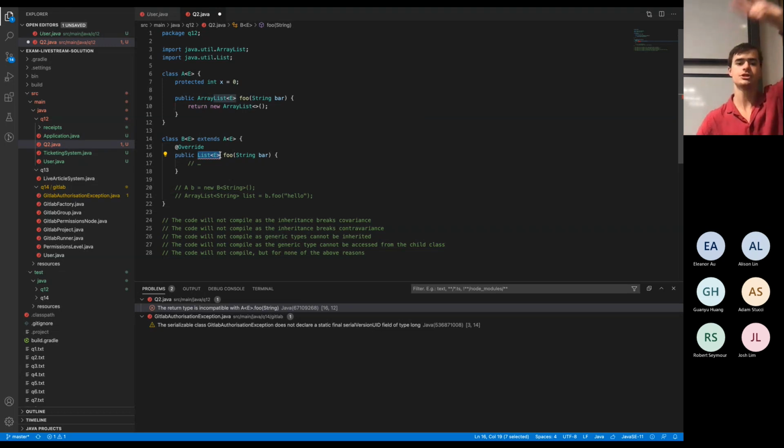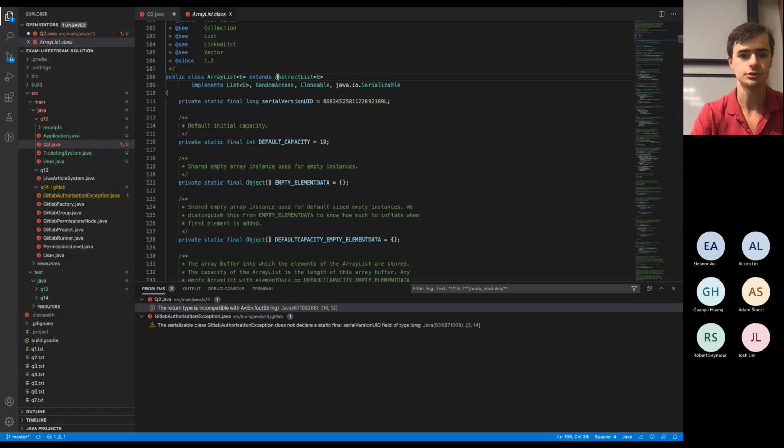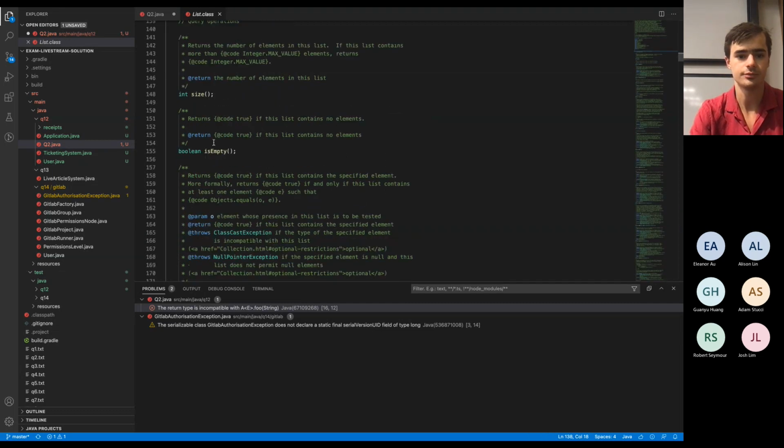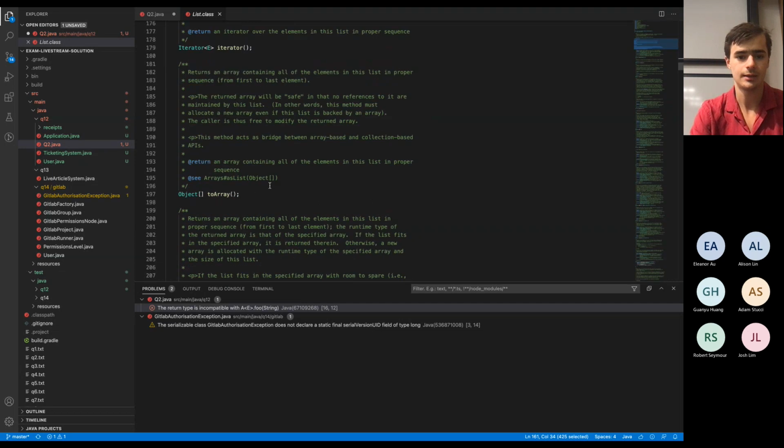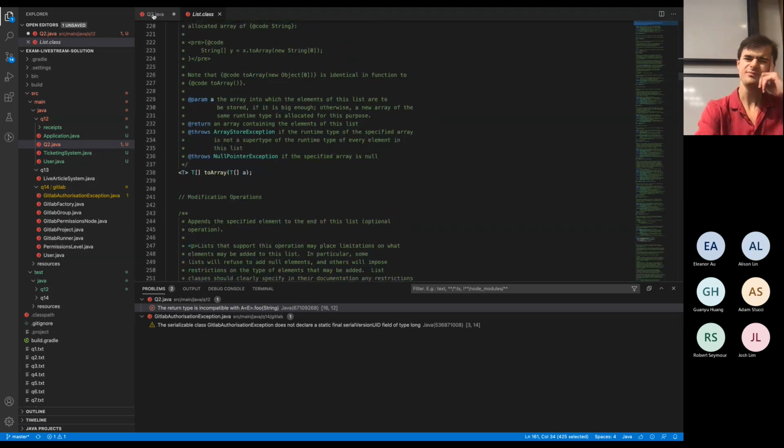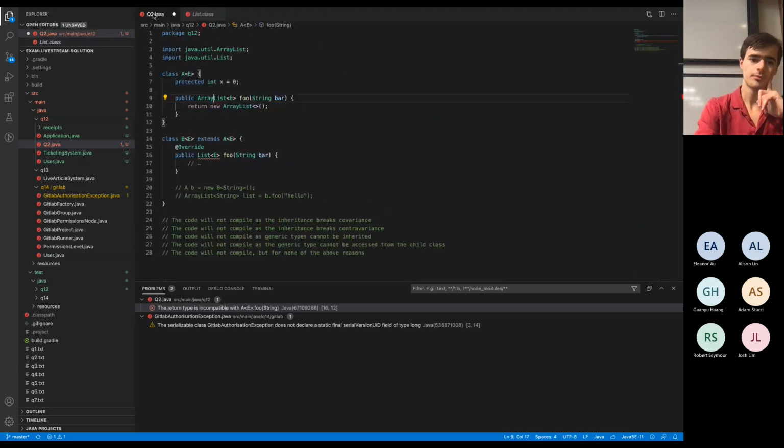And a list, remember, is more generic than an array list. If you go to type definition, array list implements list. List is an interface that array list implements, a bunch of methods. If we go here, it says you have to implement size, isEmpty, and a bunch of other stuff. So that's problematic, because these are two different types.